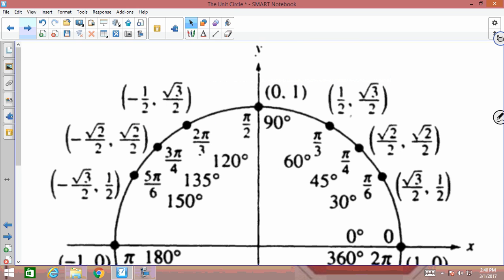Alright, so this right here is our unit circle. Okay? You don't have to memorize anything about that. I'm going to tell you exactly how to solve these and find the values of your ordered pairs. Okay, you use special right triangles to do it.